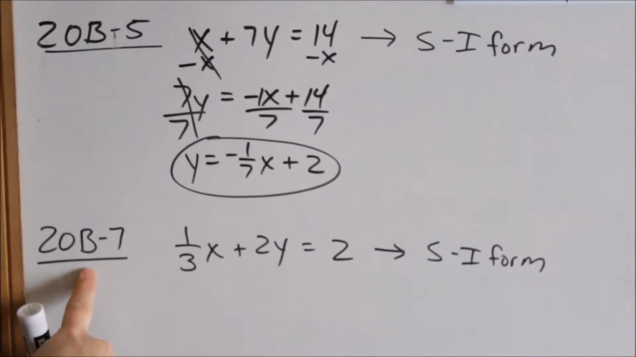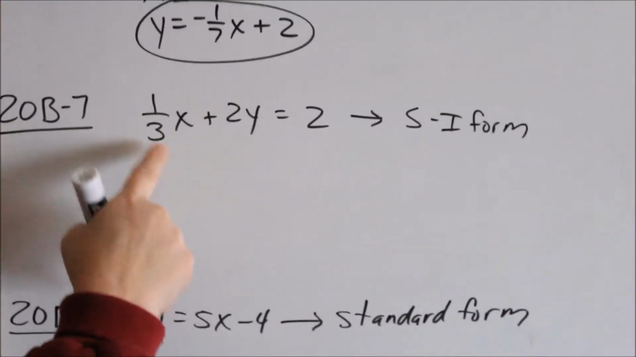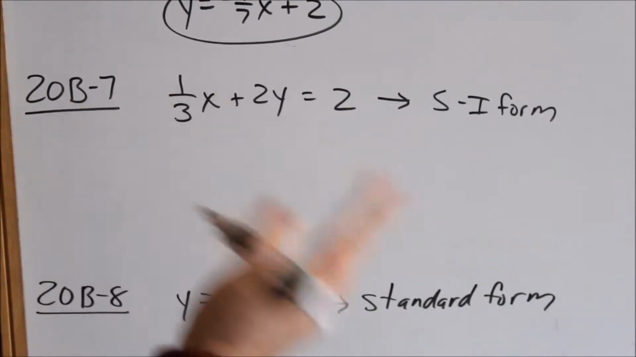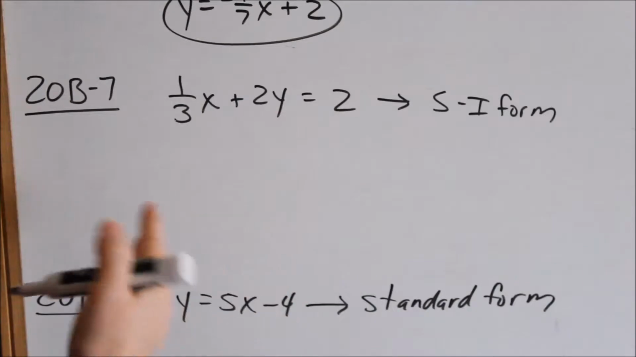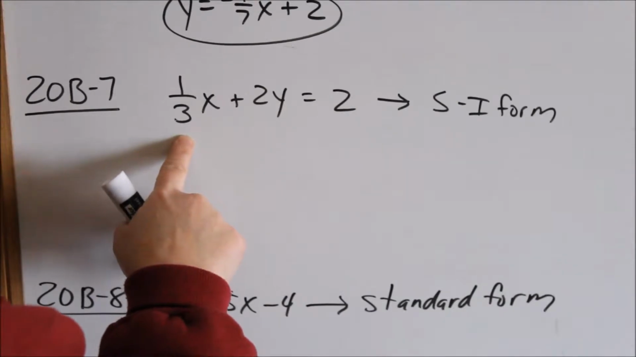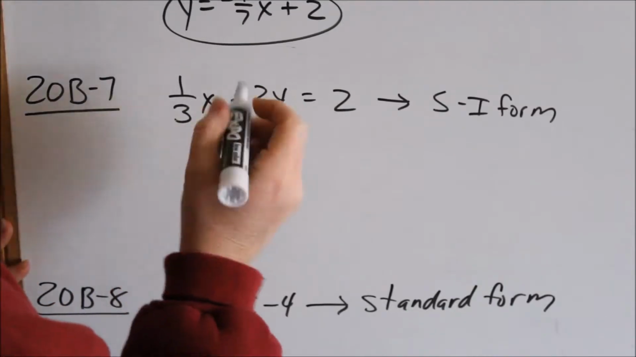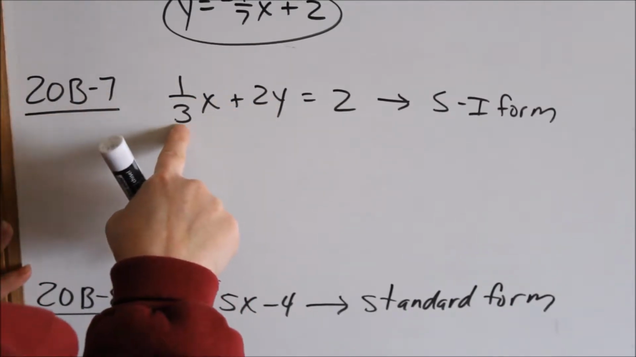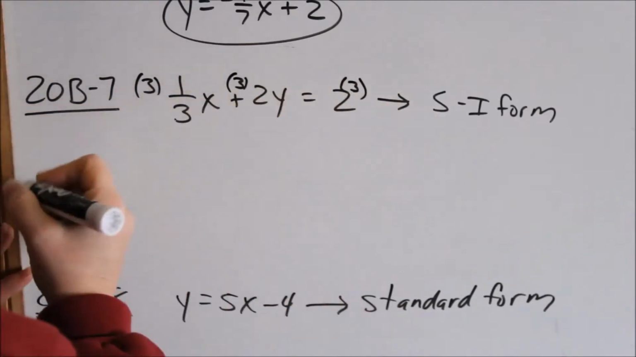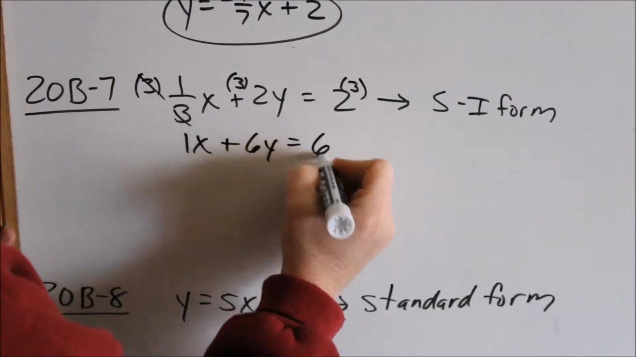Alright, let's look at 20b-7. Again, they're saying put this in slope-intercept form. This is not quite standard form because there's a fraction. But to put it in slope-intercept form, we want y on one side and everything else on the other side. So we can either go through the process of getting rid of the fractions. I probably would get rid of the fractions to start with. It's usually easier. You could work it with the fractions if you wanted to. But if I get rid of my fractions, then I need to multiply everything by 3 to get rid of this denominator. So multiply that by 3, that by 3, and that by 3. Those would cancel, and I would have 1x plus 6y equals 6.